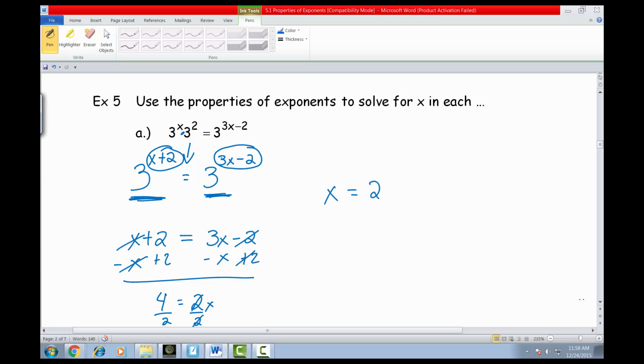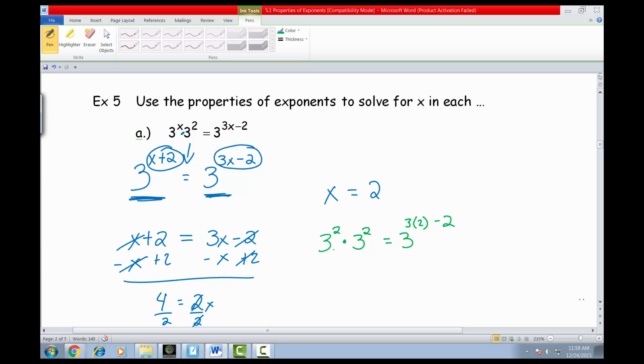And you can even verify this. We can plug this back in just to make sure that things are happening the way they should be. So we'll show that. We end up with 3 raised, instead of the x, to the second power, times this 3 that we know is already squared, is equal to 3 raised to the 3 times 2, again throwing that in for x because we know it's 2, minus 2.